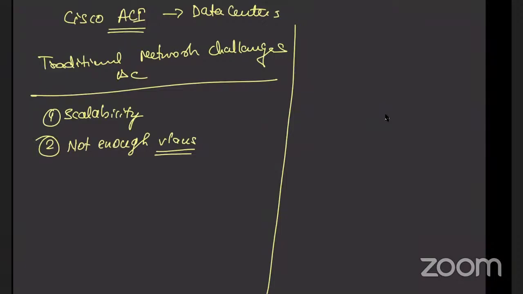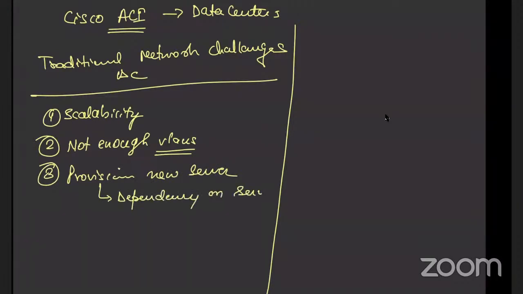Enterprise companies, how many VLANs have you seen in an enterprise company? A couple of hundred, I guess. Yes, but a service provider serves different customers, so they need a lot of VLANs. Anyway, what else? Provisioning a new application server. Here I can say one more thing: you will have a dependency on the server team as well, or your VMware team or whatever team.